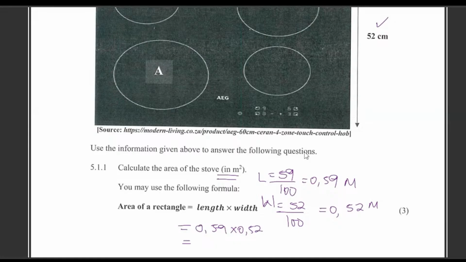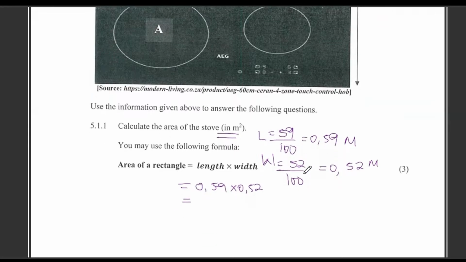So here the answer became multiply 0.5 times 0.52. So here the answer became 0.31 meters squared. What did they say? Calculate the area of the stove in meters squared. Yeah, this is the answer that we have here.